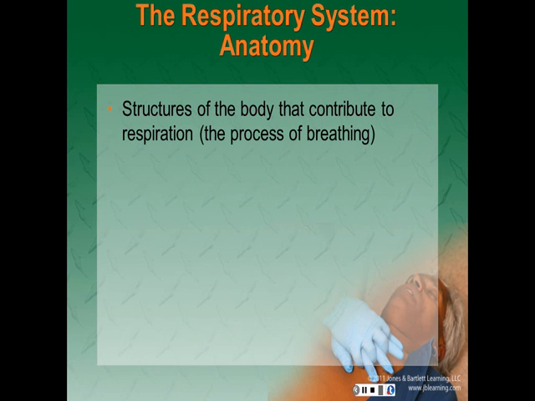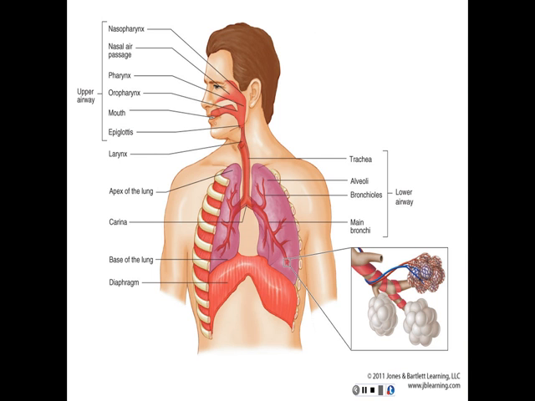The respiratory system anatomy consists of structures of the body that contribute to respiration, which is the process of breathing. And here you can see the portions of the respiratory system, the anatomy. The upper airway consists of the nose, the mouth, the tongue, the jaw, and the oral cavity. Then there is the pharynx, which is composed of the nasopharynx, the oropharynx, and the laryngopharynx.